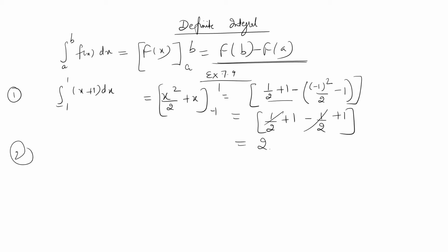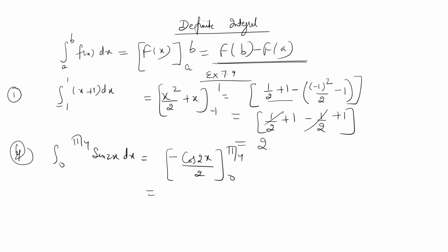If I take question number 4, I take the integral from 0 to pi by 4 of sine 2x dx. What is the integral of sine 2x? It is minus cos 2x upon 2. You very well know it. You have to evaluate it from 0 to pi by 4. So 1 by 2 is outside, say take the minus sign even outside. So it is minus 1 by 2 into cos pi by 4 minus cos 0.